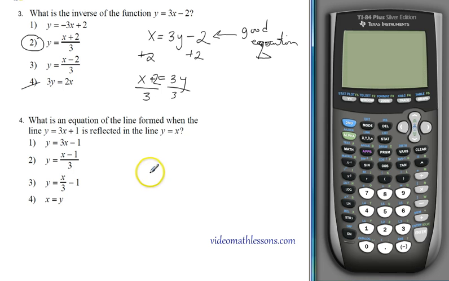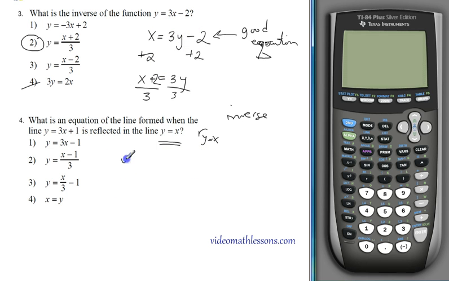Number 4, what is an equation of the line formed when the line y equals 3x plus 1 is reflected over another line y equals x? All right, so we got 3 lines here. We have the original. We're going to find the inverse because they want us to flip over this line. When you see this reflect over the line y equals x, sometimes you'll see it written like this also. That means inverse. It's like our definition of inverse. So it's really just another inverse problem, very similar to the top one.